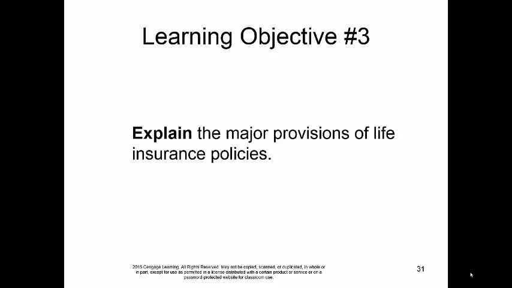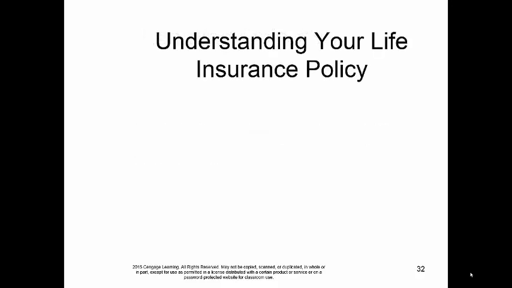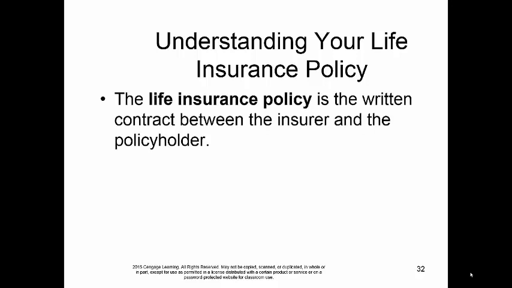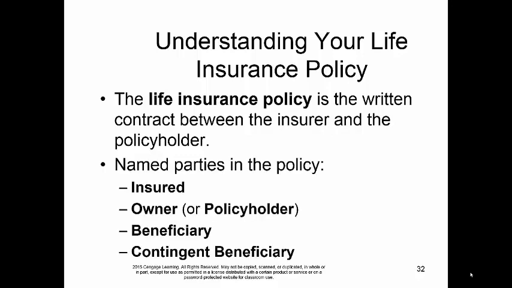Chapter 12, Learning Objective 3: explain the major provisions of all life insurance policies. A life insurance policy is a written contract between the insurer and policyholder. Every policy is going to have four named parties: the insured, the owner, the beneficiary, and the contingent beneficiary.